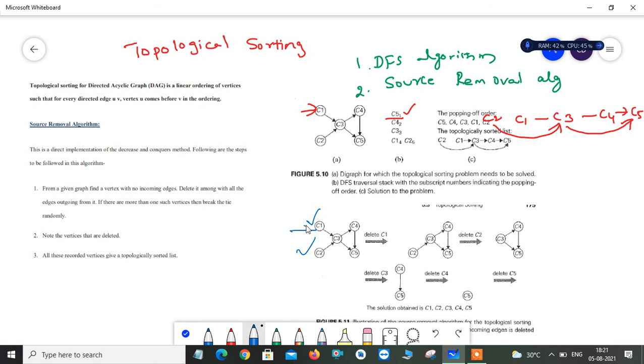I'm choosing C1 here. So I remove this C1, and I can remove its edges also. Now you are getting this graph. Again you find C2 is the same way, so you remove C2 and all the edges connected from C2. Now you are getting this graph. Now you find C3 doesn't have any incoming edges, right? So you just remove C3. Now you are getting this path.